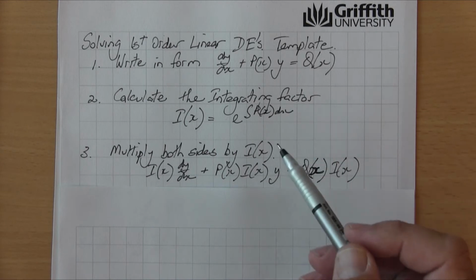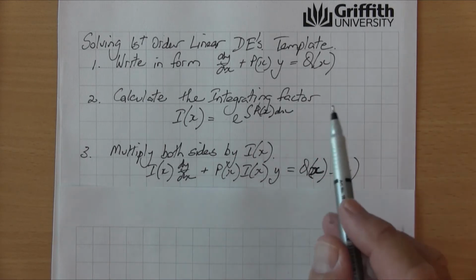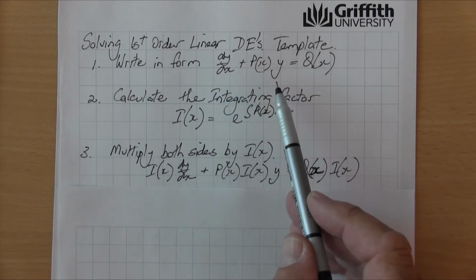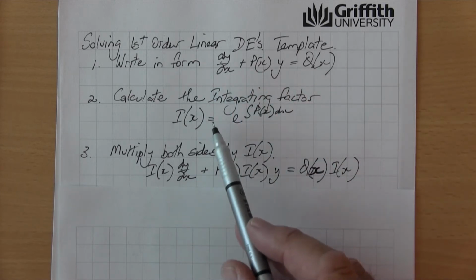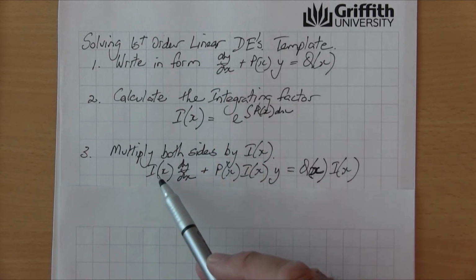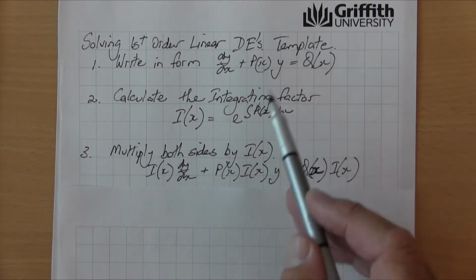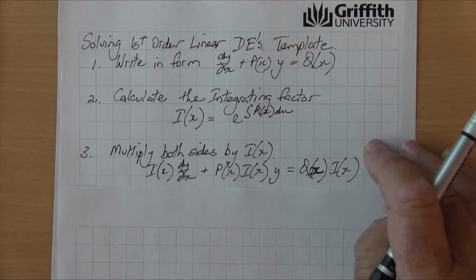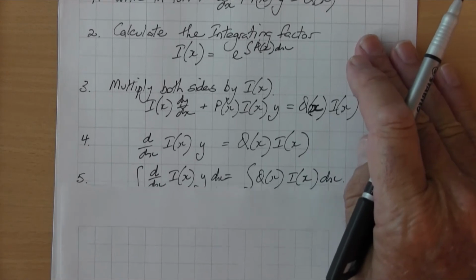All right, so the next step is to multiply both sides by the integrating factor. Don't forget, for an equation to hold true, whatever you multiply one side by, you've got to multiply the other side by. So if we go back to our original equation up here, we're going to multiply right through by the integrating factor. So this term here has to be multiplied by the integrating factor, this one here by the integrating factor, and that one there by the integrating factor. So we multiply both sides by the integrating factor.